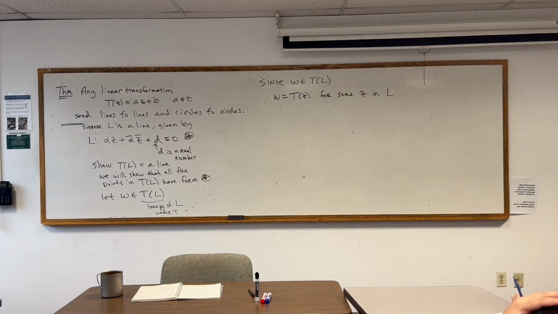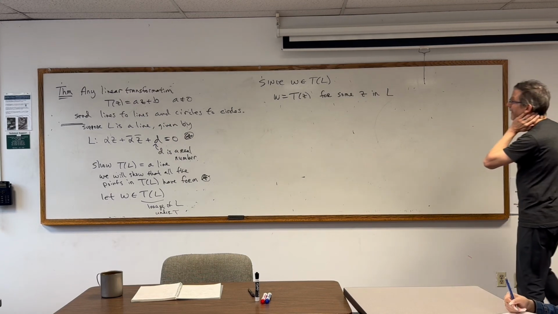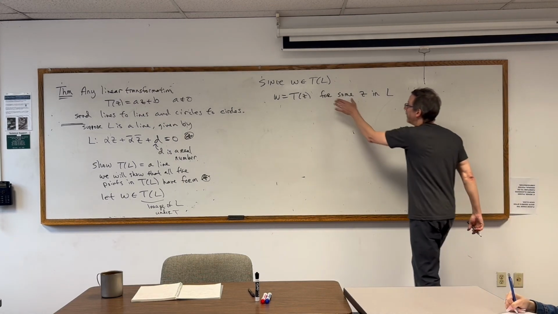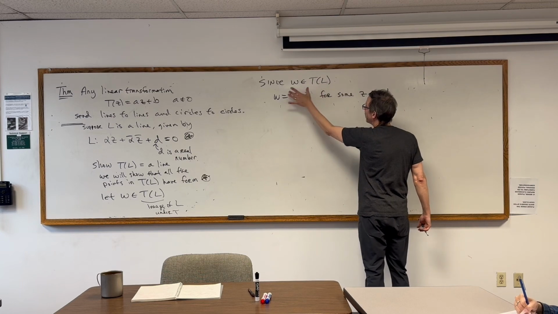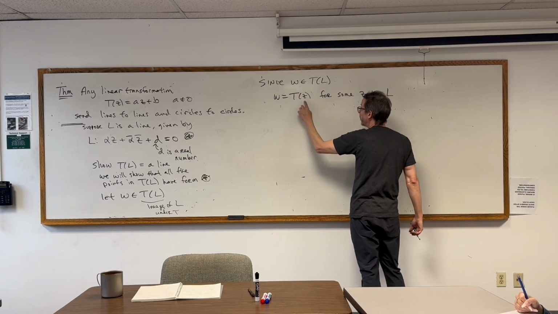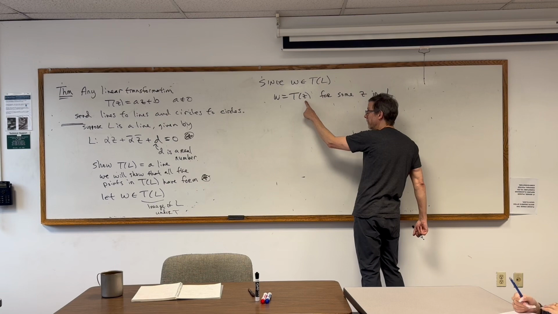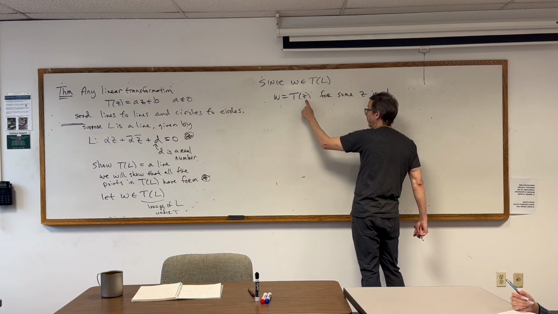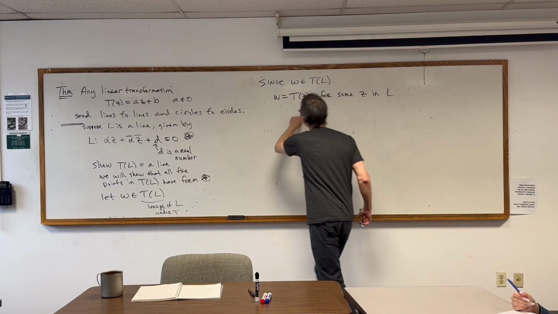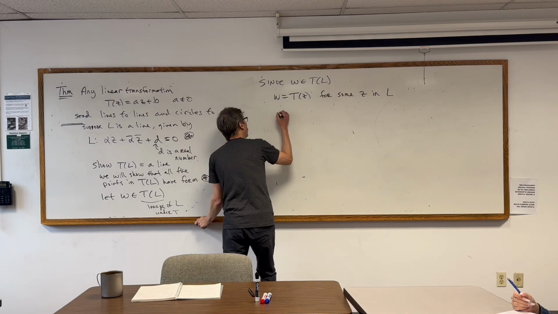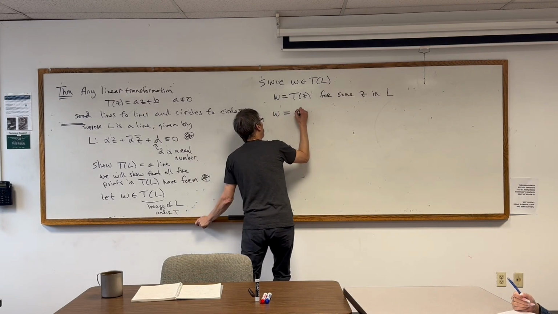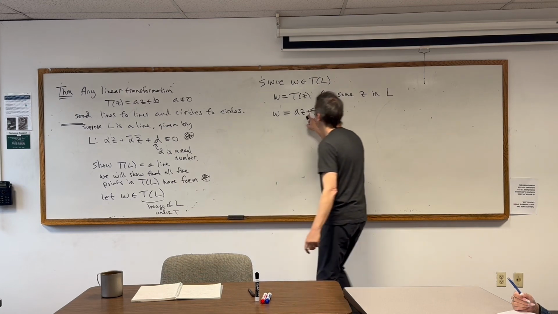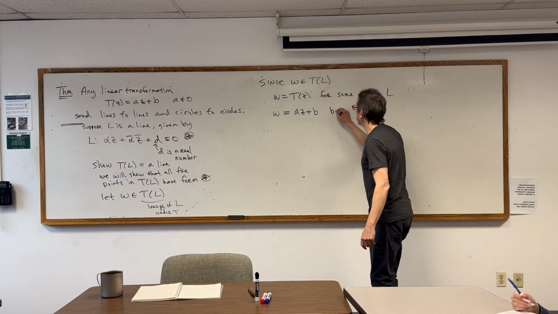Let me stop, read that, and make sure that sentence makes sense, and if not, let me know, and I'd happily explain what I mean here. I'm taking a point in the image of L, so it must come from some input. So this is the output of some z under T. And I know what T looks like. So W is equal to Az plus B, just by the definition of T.